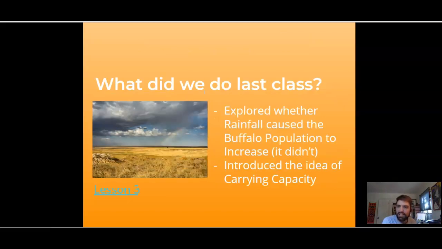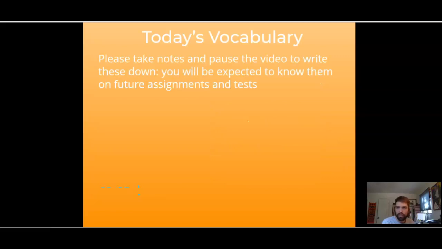If you remember last class, we explored whether rainfall caused the buffalo population to increase, and we found out that it didn't. And we introduced the important idea of carrying capacity, which we'll continue to explore. Now, before we get too much further, I want you to take notes on the important vocabulary.